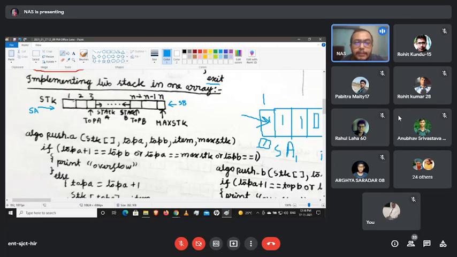These are the numbering 1, 2, 3 dot dot dot up to n minus 2, n minus 1, n, and n is our, since we are starting from 1, we have named this one as max stack. If we had started with 0, we would have used max stack minus 1, but since we are using 1, this one is our max stack position.